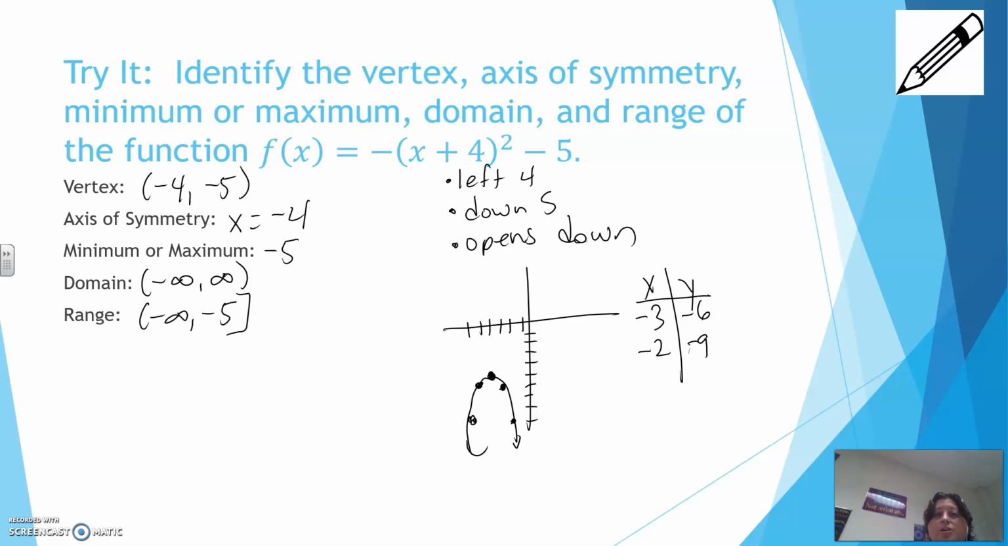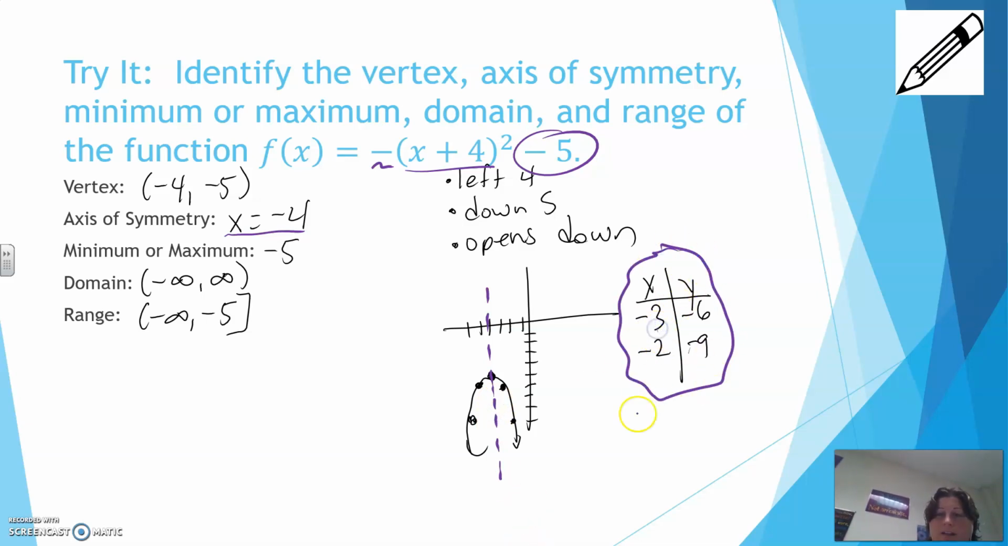So here's what you should have had. You should have seen that the x plus 4 makes it go left 4, the minus 5 makes it go down 5. The a value is a negative 1, so it just opens down. There's no stretch or shrink, which means my vertex is at negative 4, negative 5. The axis of symmetry then is at x equals negative 4. So then when I made my xy table, I plugged in negative 3, negative 2, and I was able to reflect across that axis of symmetry. This time it's a maximum value because the highest point is the y value of that vertex, which is negative 5.